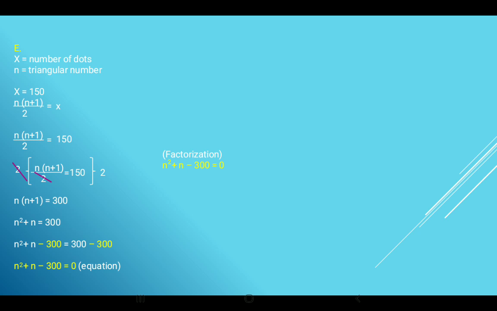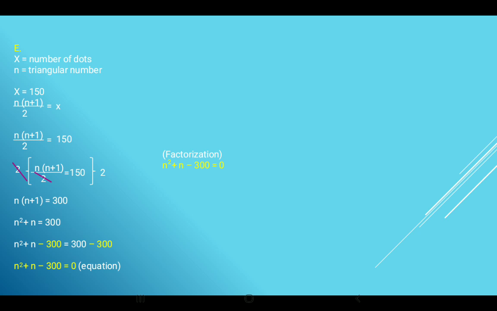Ngayon, katulad ng step sa letter D, ganun din ang gagawin sa letter E. So, magmumultiply tayo both sides ng 2 para matanggal yung 2 sa over 2 ng n, quantity of n plus 1. So, ang result is magiging n, quantity of n plus 1 is equal to 300.